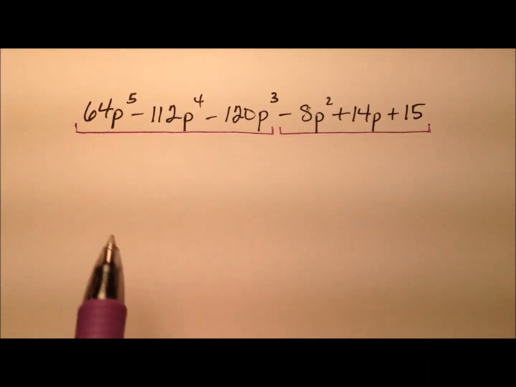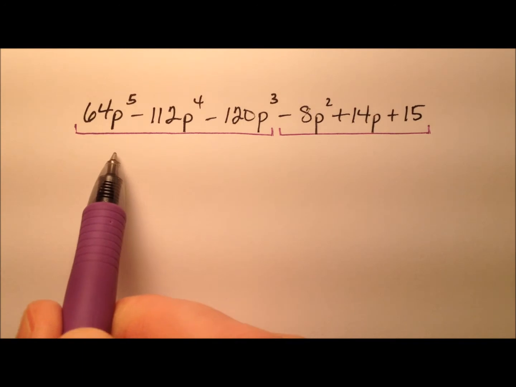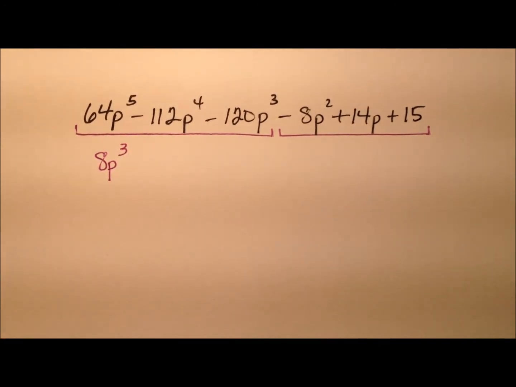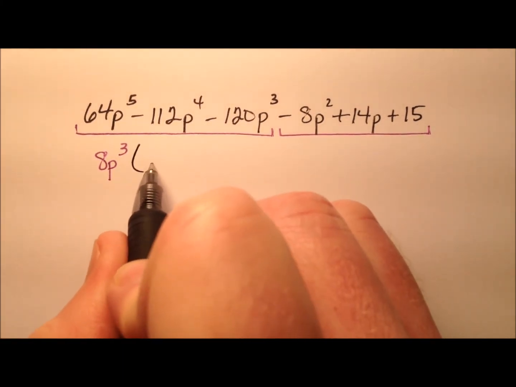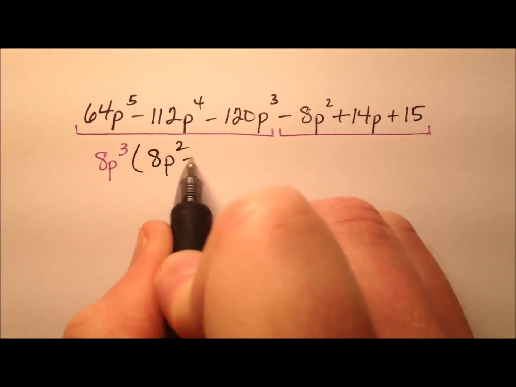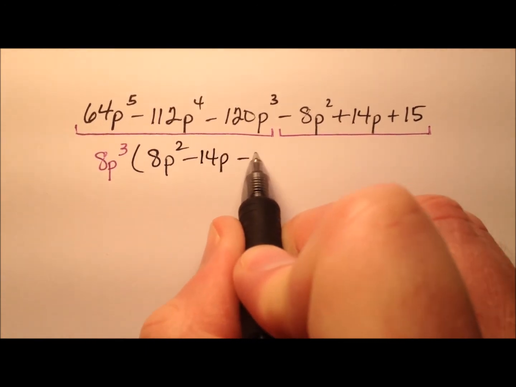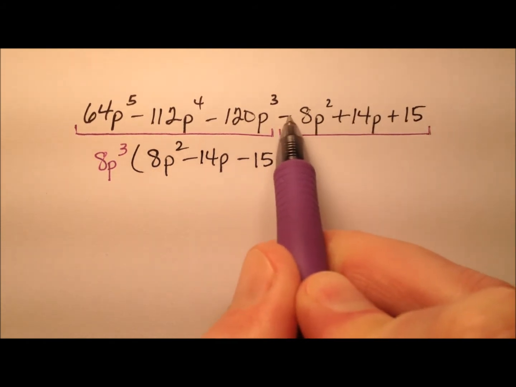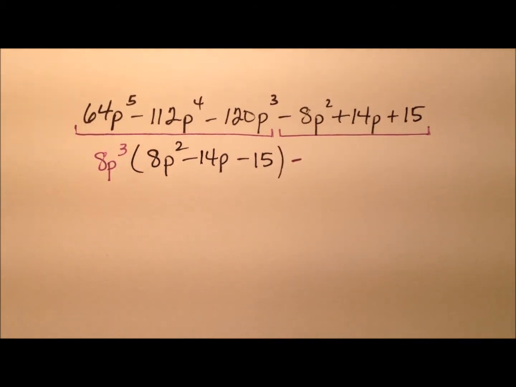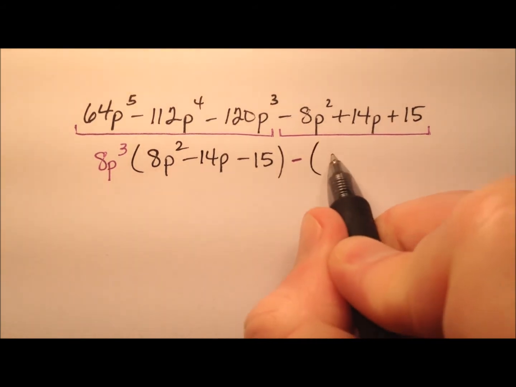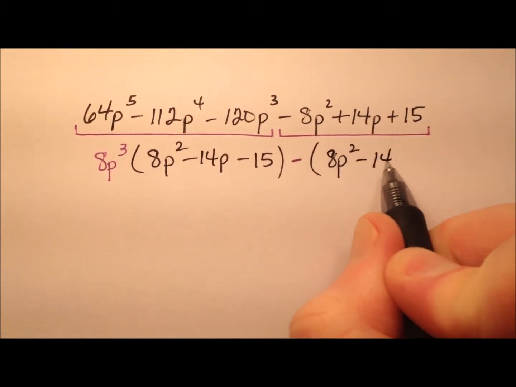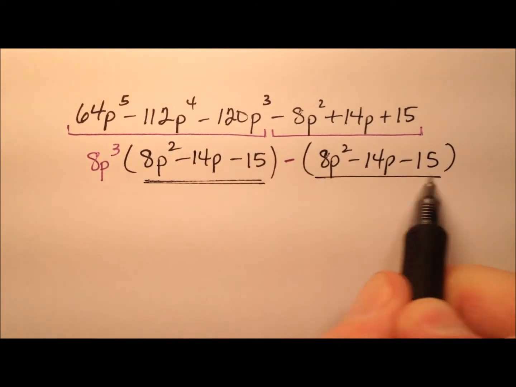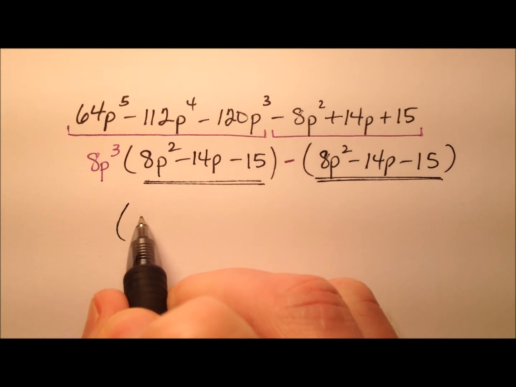each. Okay, so the greatest common factor here, it looks like it's going to be 8p cubed. And so when I factor that out, it looks like I'll have 8p squared minus 14p minus 15. And the greatest common factor here, it looks like it's just this negative right there. So when I pull the negative out, I'll end up with a positive 8p squared minus 14p minus 15. Okay, well these leftovers here are the same, so I know I can factor those out.